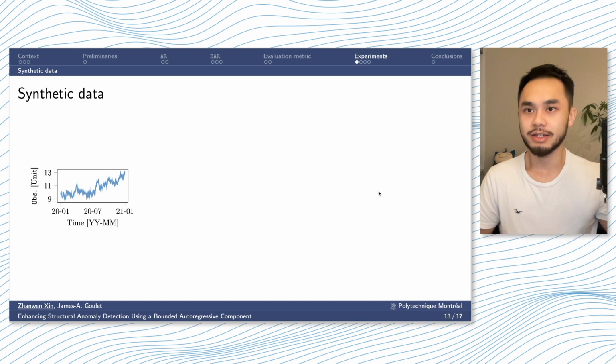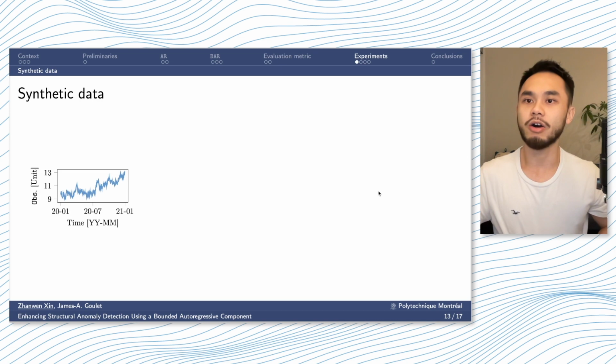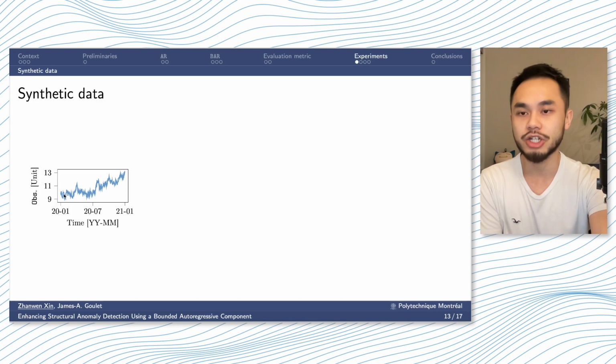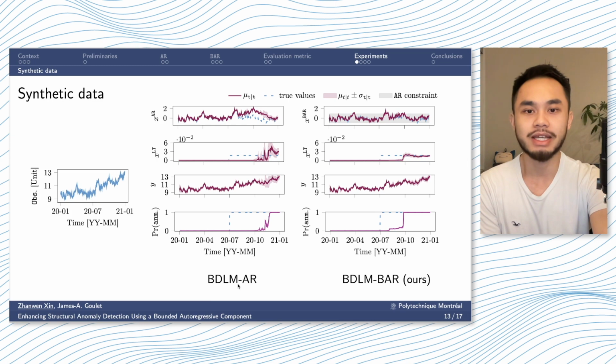Okay, now we are ready to see the results from the experiments. The first experiment was done based on the synthetic data that we saw, which is generated by using the local level for the stationary regime and local trend for the non-stationary regime, overlapped by the residual. These are the results given by the AR and BAR components. The horizontal axis is the time, and the vertical axis shows the estimates of AR components, local trend, the observation, and the probability of anomalies.